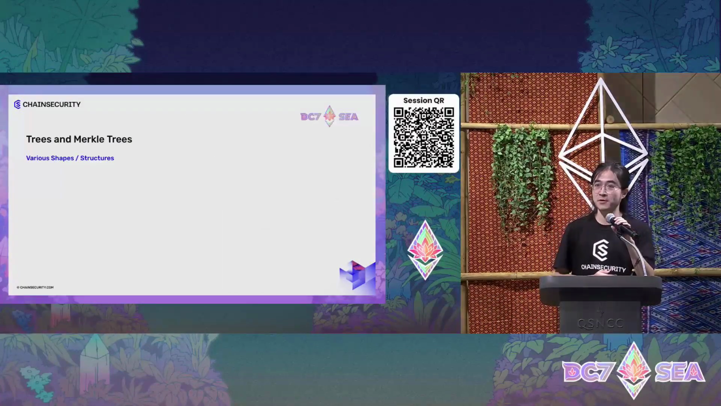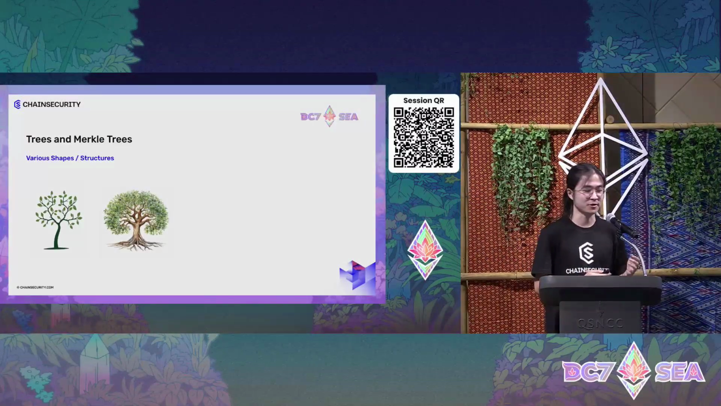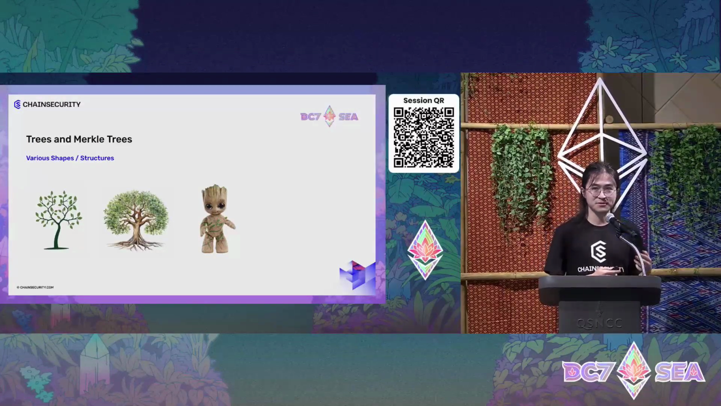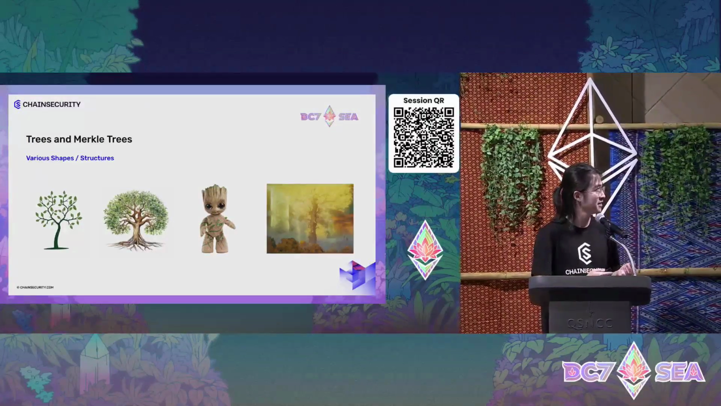So I believe in your life, you have seen many trees with different shapes and different structures. For example, it's a very simple tree. It could be bigger and more complex. And in addition, this one doesn't even look like a tree. It could also be the Erdtree in the game Elden Ring.